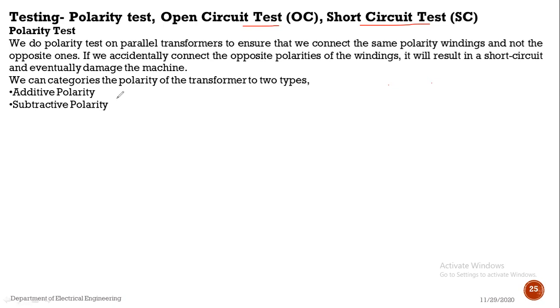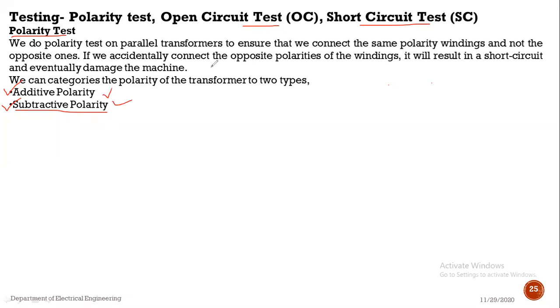That means there are two types of polarity: the first one is additive polarity and the second one is subtractive polarity. This polarity test is a very simple test. What is the additive polarity and what is the subtractive polarity? When can we call it additive polarity, and when can we call it subtractive polarity?